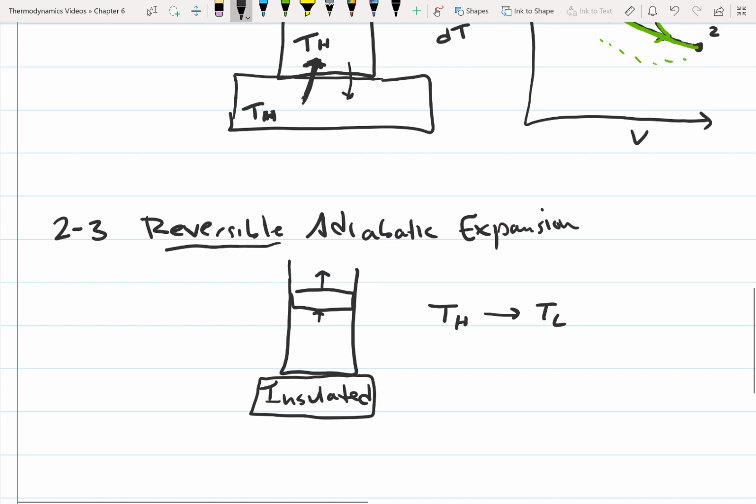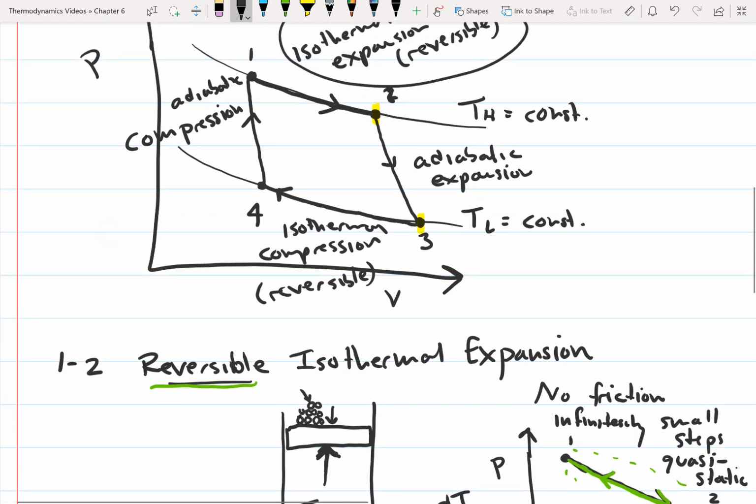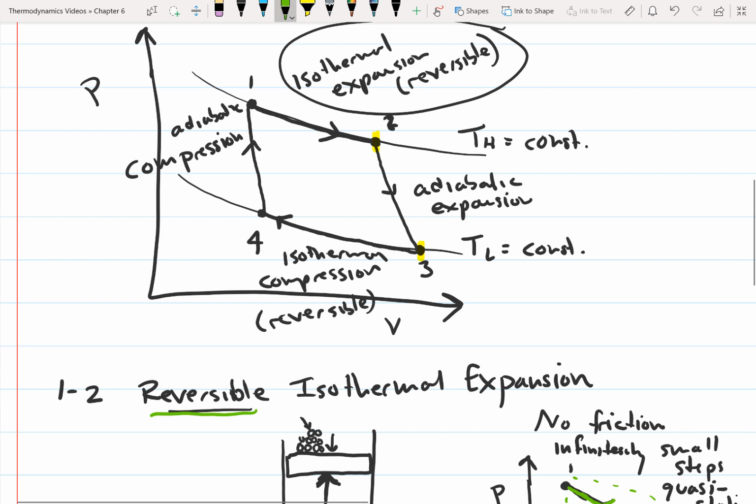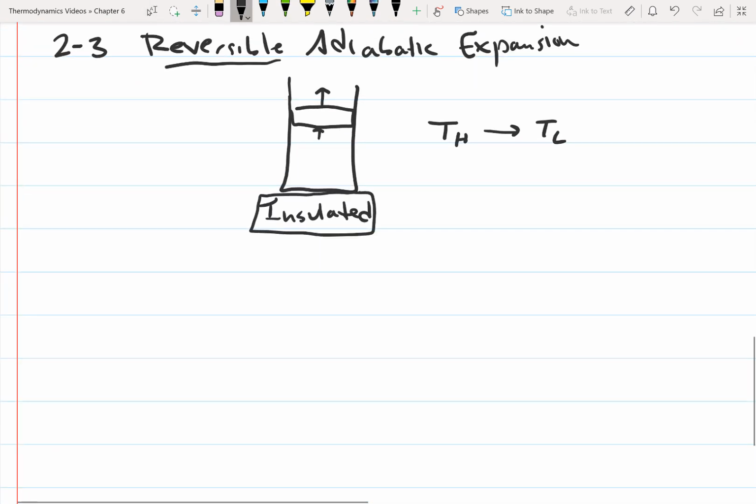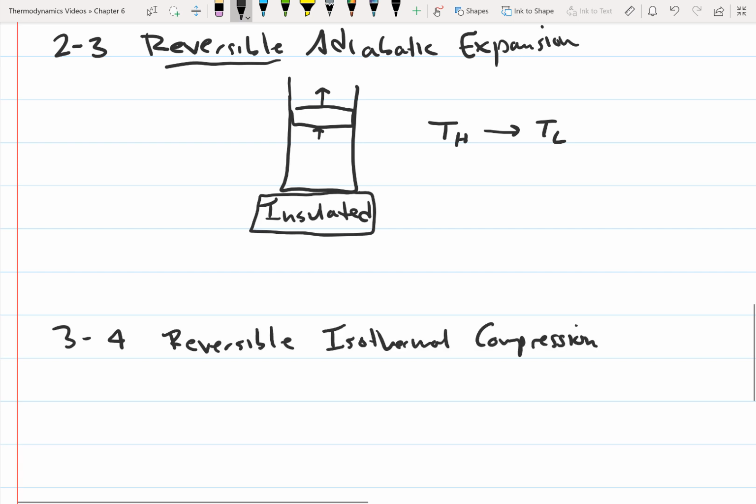Now let's look at the next process. So the next process, we're going from state 3 to state 4. And in this process, we're going to be compressing the gas, and it's going to be an isothermal reversible compression. So let's go write this down. We're going from state 3 to state 4, and this is going to be a reversible isothermal compression.